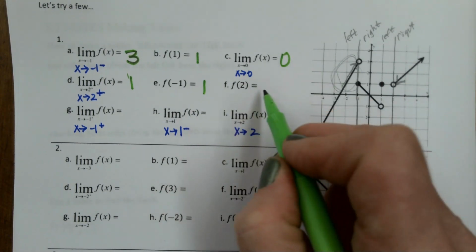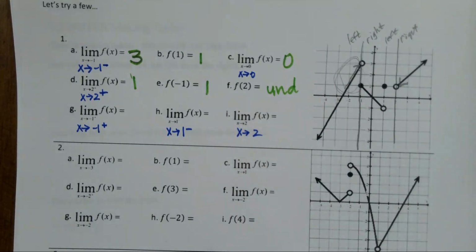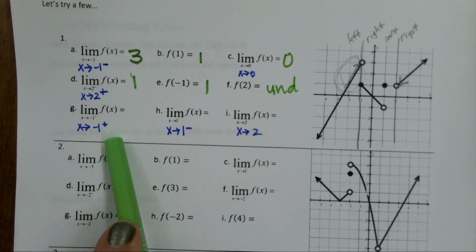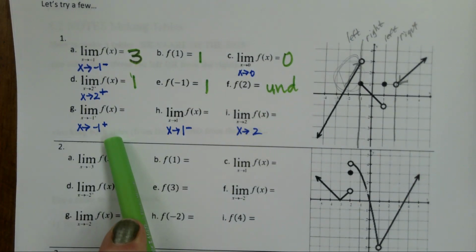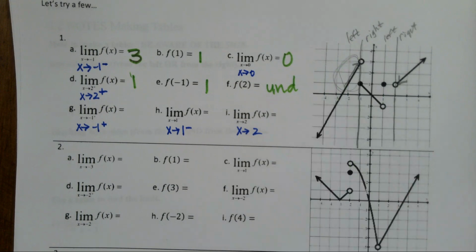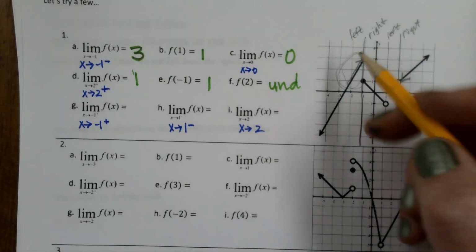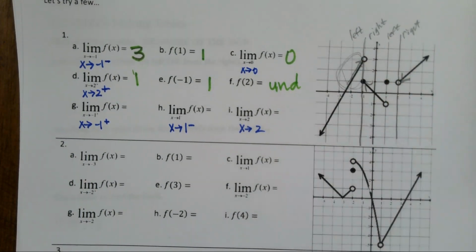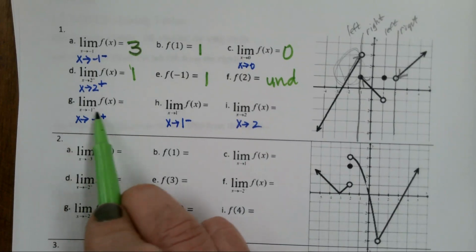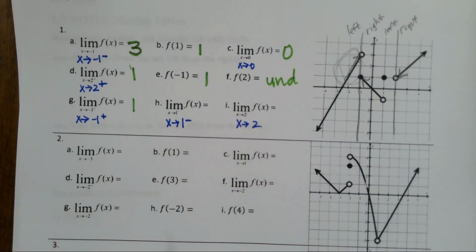Undefined. Why isn't it 1? Because it's an open circle, so there's no value. There's no solid value. Yep. All right, let's go ahead and approach -1 from the right. I'm back here and I'm coming on the right-hand side. Jumping to the right. Where am I headed? 1. Nice job.